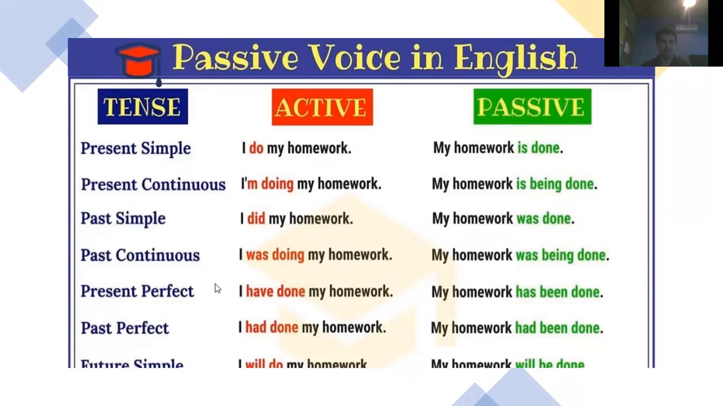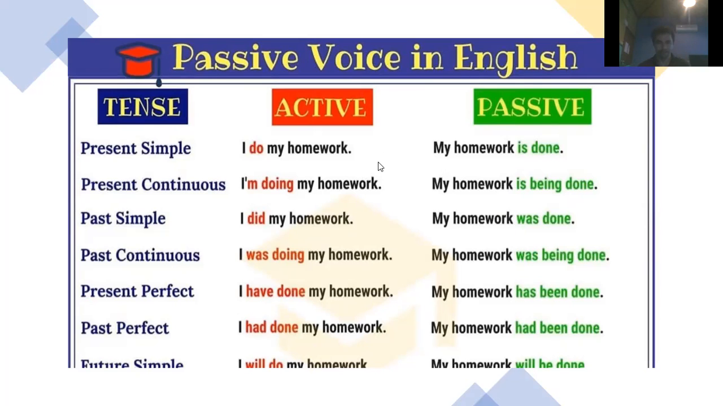Then we have the present perfect: I have done my homework, also with an active voice. And then past perfect: I had done my homework, active voice. And then future simple: I will do my homework, also with an active voice. I'll read the passive voice now separately with the tenses and then read them together, and you can hear the difference.